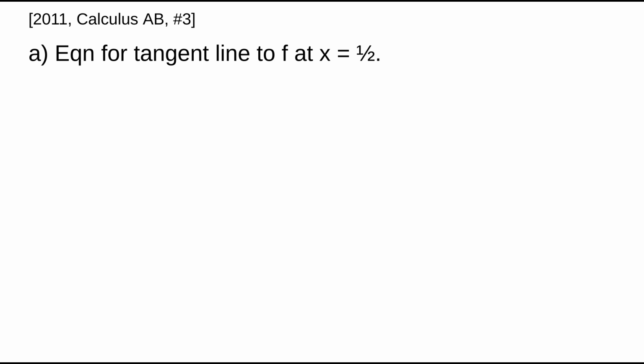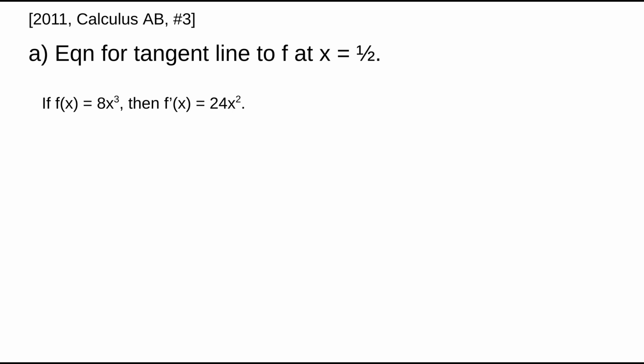In the question stem, we're given two functions and the graph indicates that there is a region bounded between these two functions. In part A of the question, we are asked to write the equation for the tangent line to the function f at the point where x is equal to 1/2. So the function f is 8x cubed. In order to write the tangent line here, we need to evaluate f of 1/2 and f prime at 1/2.